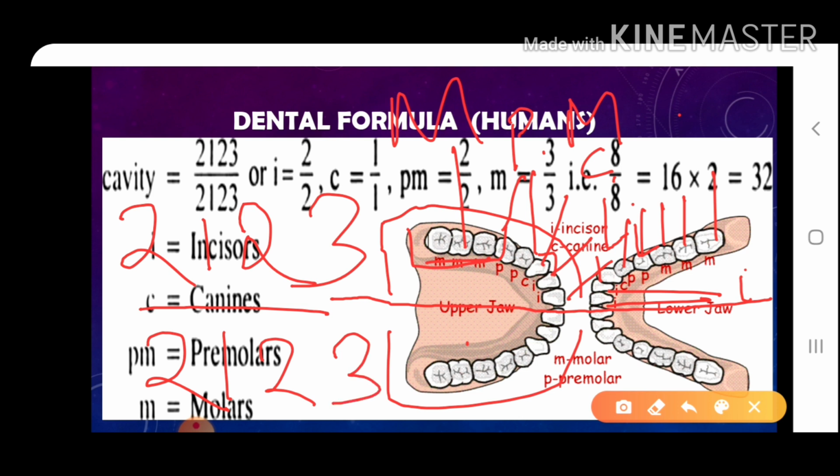I hope this is very simple, and this itself represents the dental formula, that is 2123 dash 2123. This is a dash. This is not a sign of division. Please remember it. I'm telling you again and again. It is just a demarcation, so as to show which is the upper jaw and which is the lower jaw. I hope this much is clear to you.